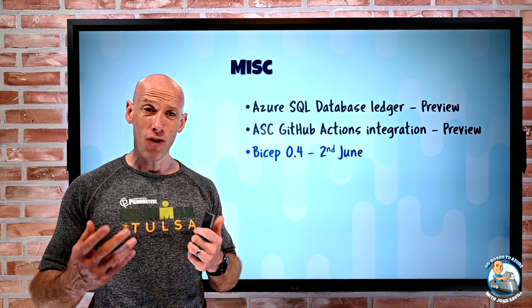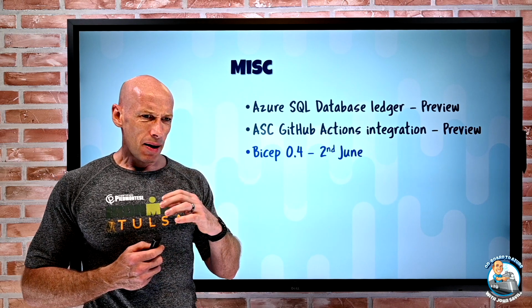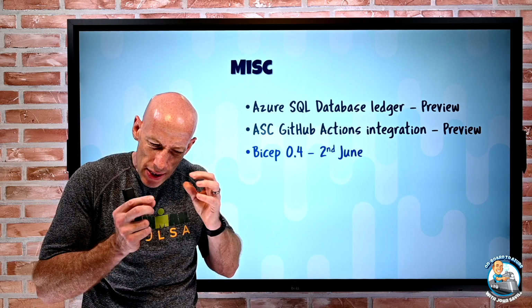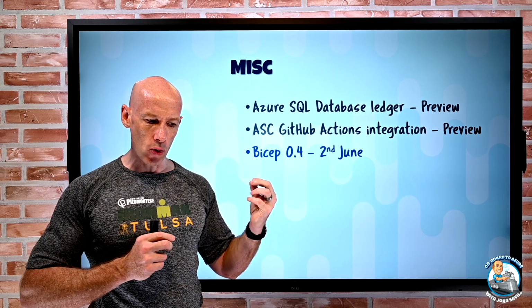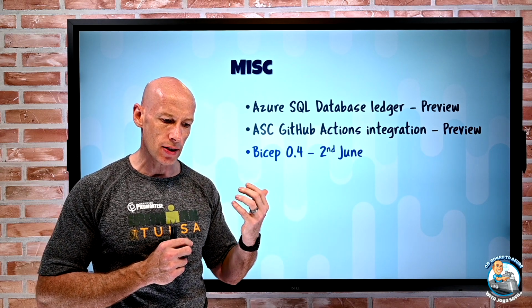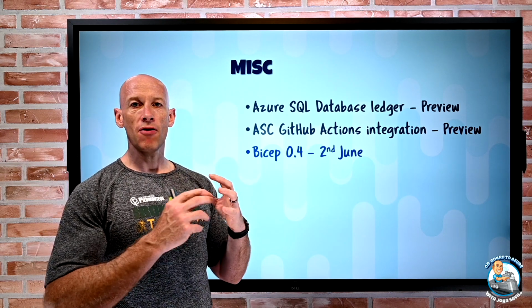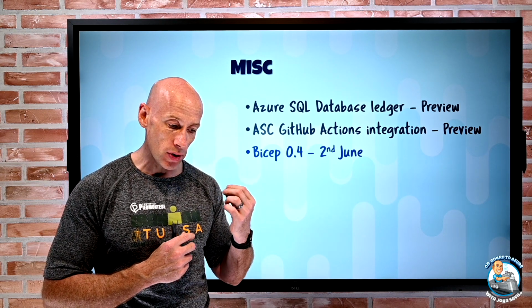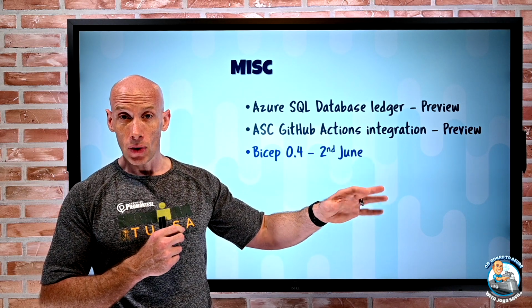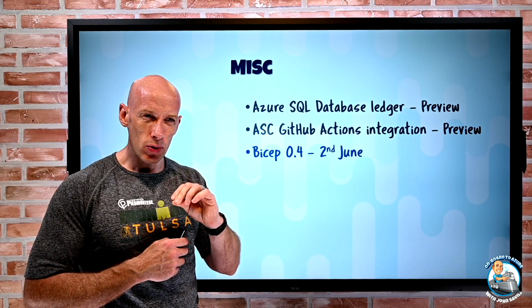Bicep 0.4 is coming in the next couple of days. A number of key things. A big one is the Bicep linter. Remember, a linter is a tool that analyzes code. It's looking for errors, stylistic errors, strange constructs, really helping me catch bad code. It's going to have a core set of best practices, and it's going to be customizable so it can be enhanced with new rules over time from the Bicep team or even other people.